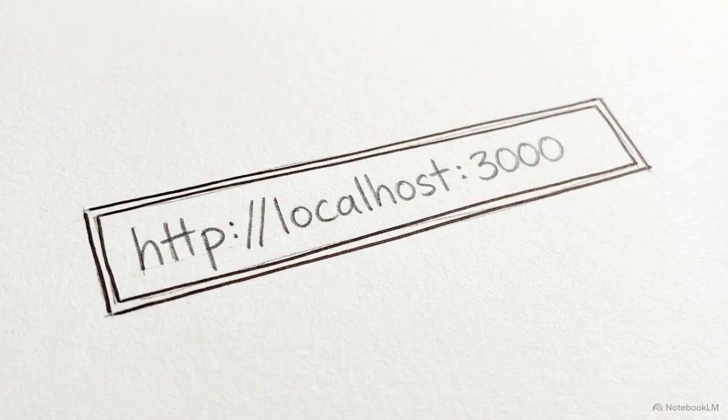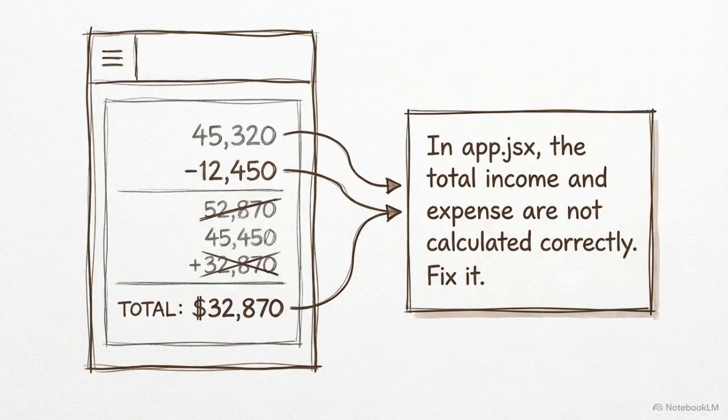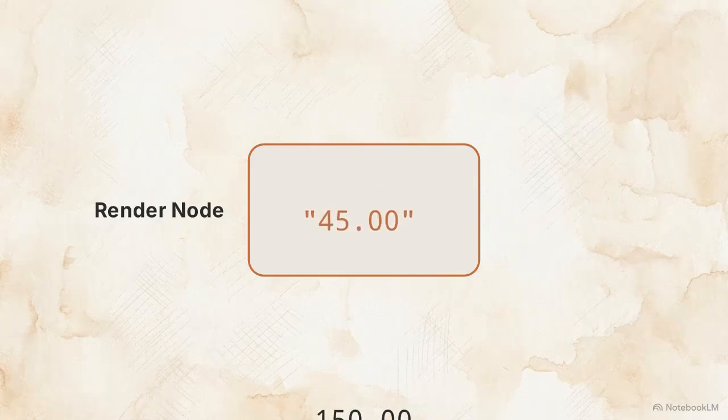Open the localhost link in your browser. Right away, you can see our expense tracker has a bug. The total income and balance calculations are wildly incorrect. Back in the terminal, tell the agent, "In app.jsx, the total income and expense are not calculated correctly. Fix it." It converted string amounts into decimals at the render mode, but the source data remains a string.